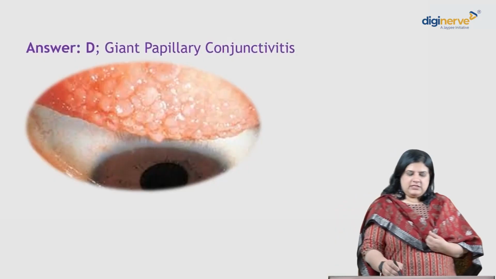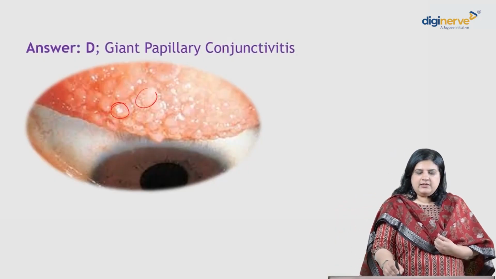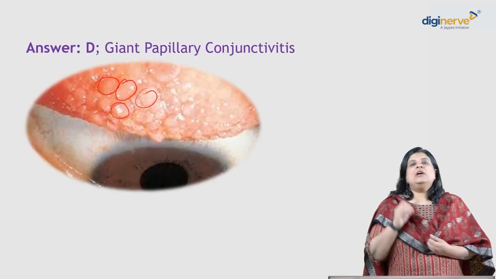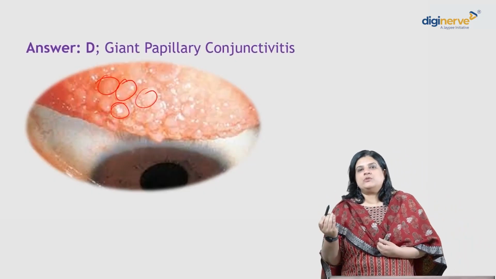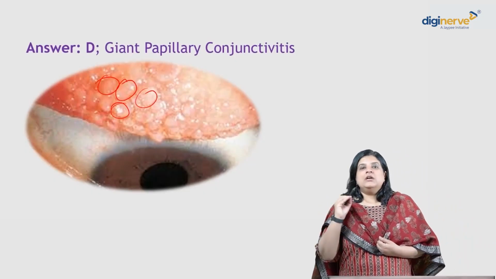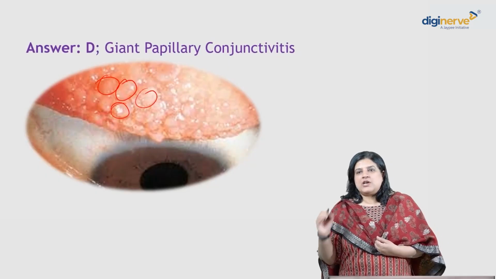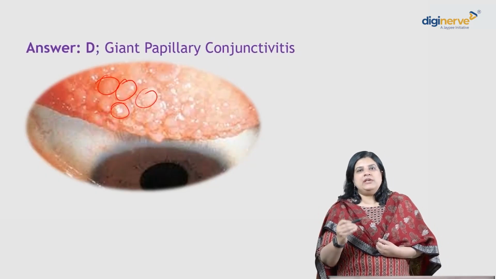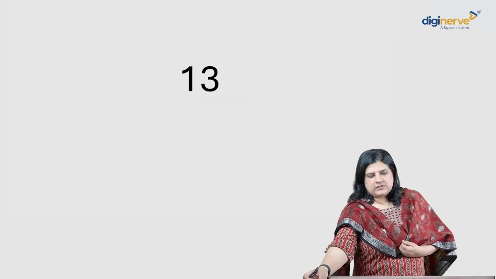So again, revisiting the picture, giant sago grain-like papillae. The cue here in the question was contact lens wear. So this is a giant papillary conjunctivitis, seen more commonly in soft contact lens wearers.